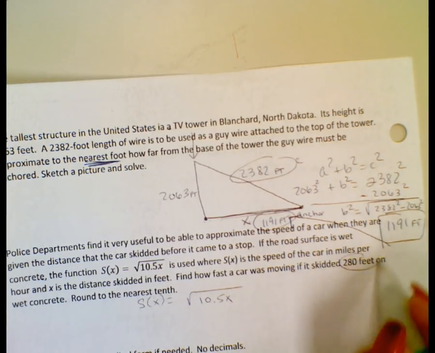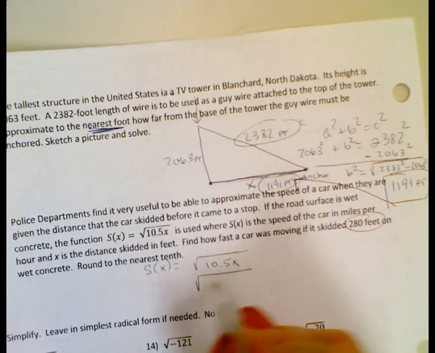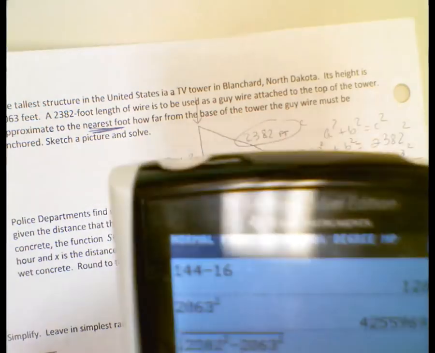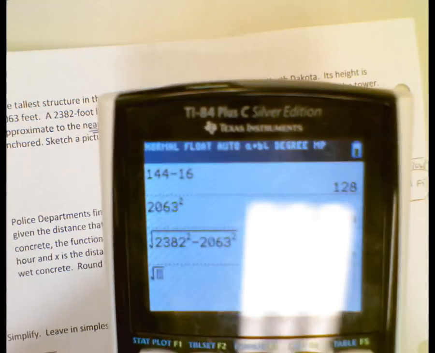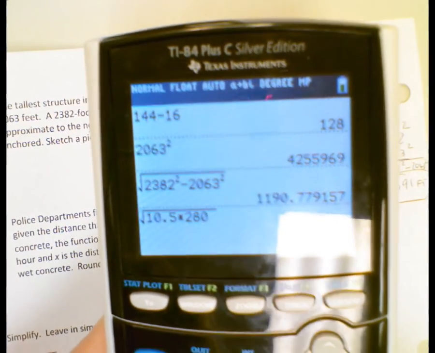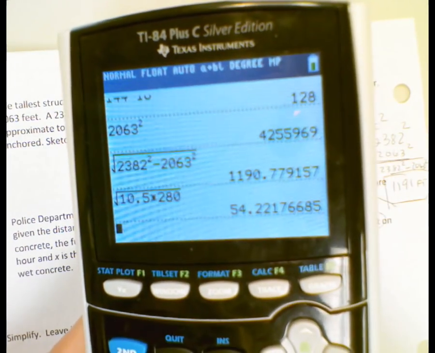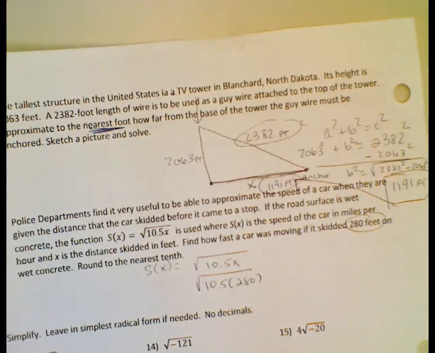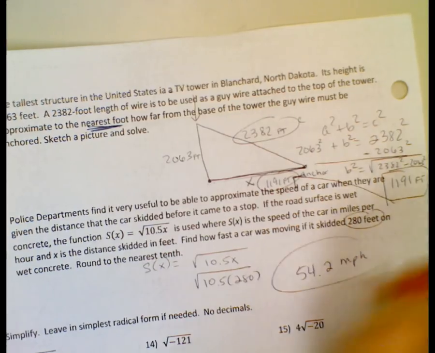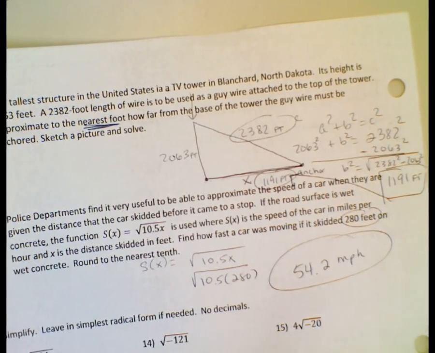This is an easily measured number. So you can go 10.5 times 280. You just punch this in and it'll tell you how fast you were going. That's how they figure out in car accidents, since they weren't there when it happened, how fast the driver was going. So you just multiply all that, put it in the calculator, and press equals. So that means he was going about 54.2 miles an hour. If you were in a 25 mile per hour zone, you would get ticketed. If you were on the freeway, you would probably get ticketed for going too slow.